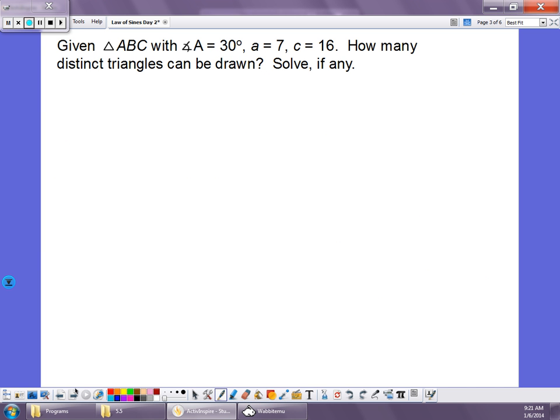All right. So given triangle ABC with angle A is 30, A is 7, C is 16, how many distinct triangles can be drawn? Solve if any. So the first thing I do is always draw a picture. Okay? And I draw all my pictures the same, really, at first, regardless of what the angles are. If that bothers you, you can do yours more accurately. So I do A, B, and C. And this is typically how I set mine up, just so I'm consistent. So angle A is 30 degrees. Side A is 7. And side C is 16.